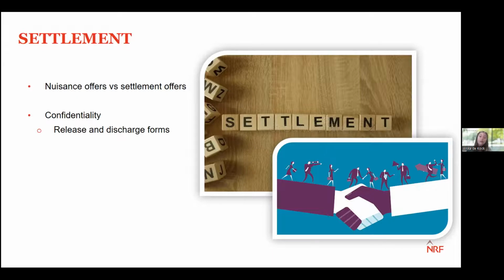Now, you can also sign a release and discharge form, and a release is an agreement to renounce some or all rights against a person. Release and discharge forms may be included as part of a settlement agreement and is a document signed by the claimant, wherein the claimant releases and forever discharges the defendants and the insurers, past and present, of any liability arising out of or in any way connected with the facts that gave rise to the matter.